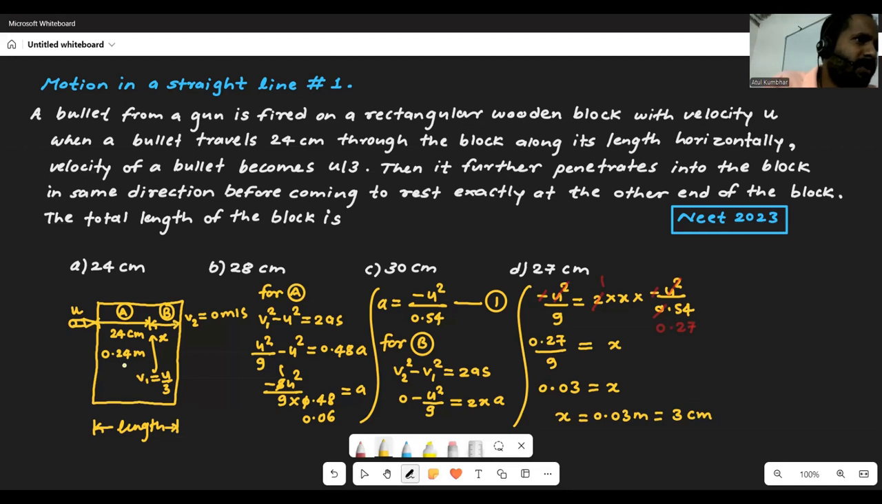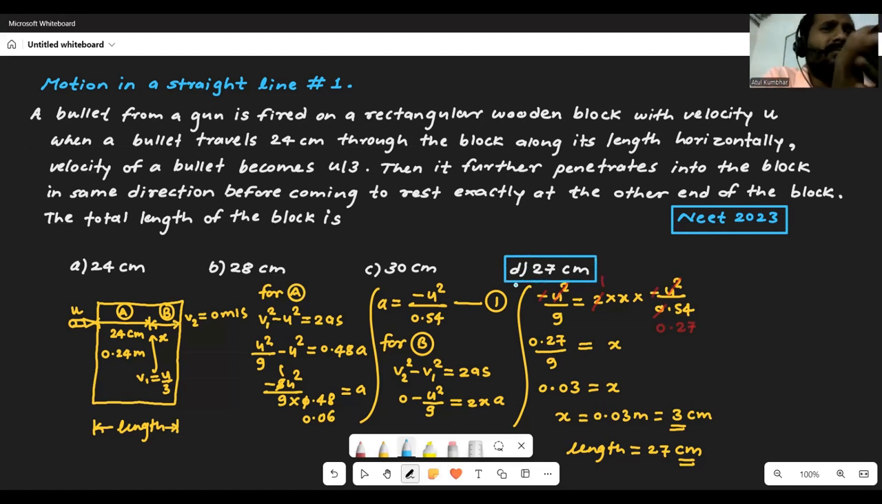So the total length is first 24 centimeter and then 3 centimeters, that is 24 plus 3, which is 27 centimeter. So option D is the right answer. Yes, so thank you.